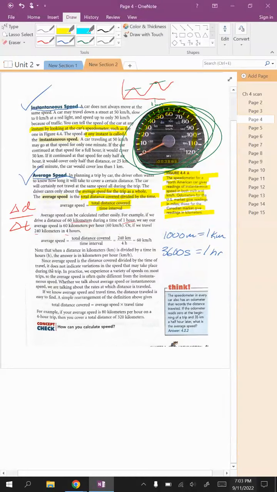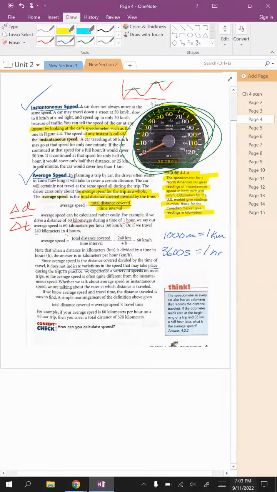Since the average speed is the distance covered divided by the time traveled, it doesn't indicate variations. This is kind of important to know. It doesn't indicate variations of speed that may take place during the trip. So in practice, we experience a variety of speeds on most trips. So the average speed is quite different from the instantaneous speed.